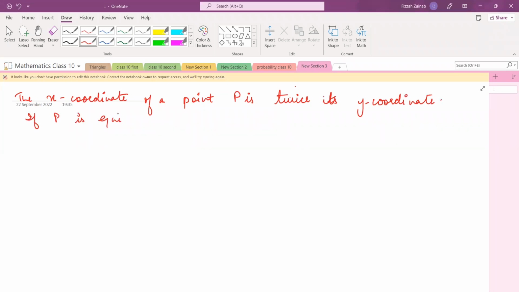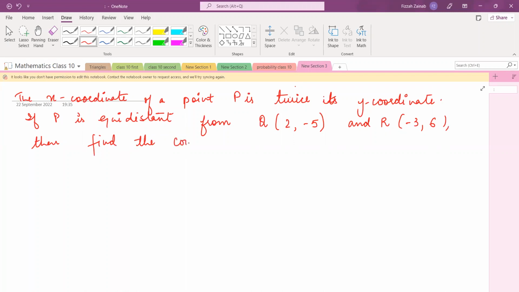If P is equidistant from Q, which is (2, -5), and R, which is (-3, 6), then find the coordinates of P. So both of you try to solve it and tell me what you are getting as an answer.